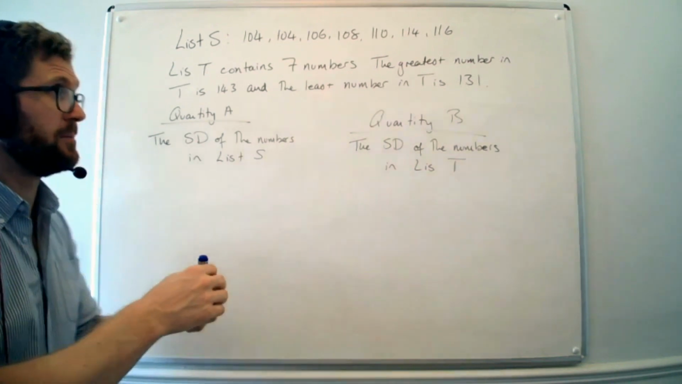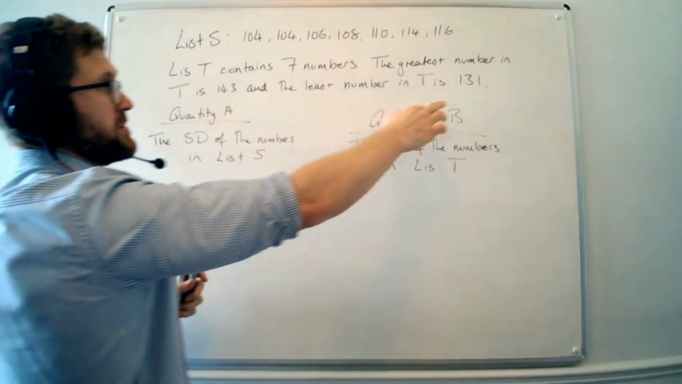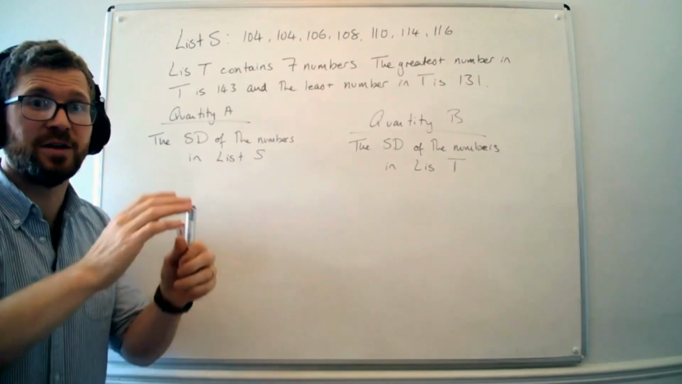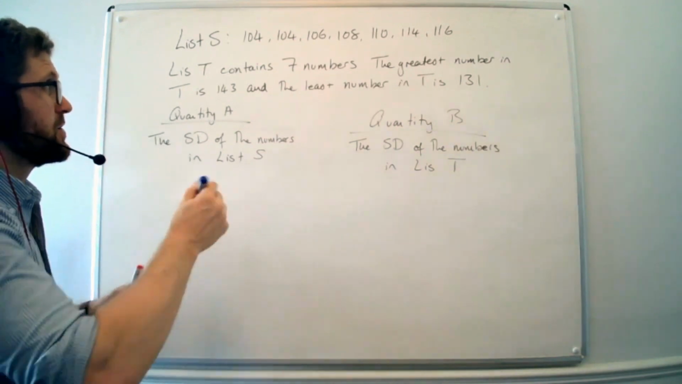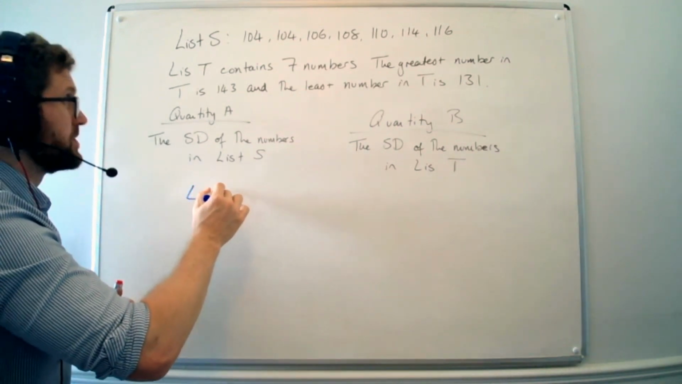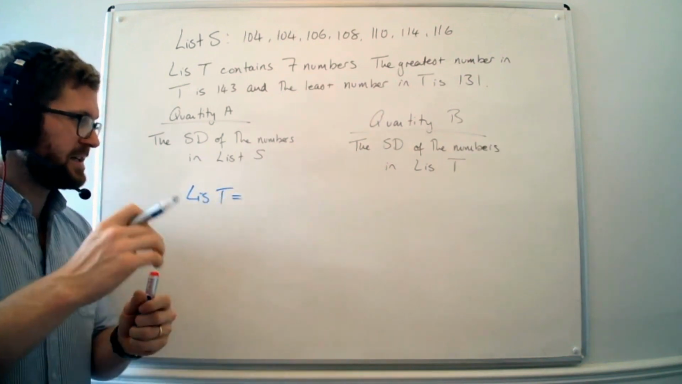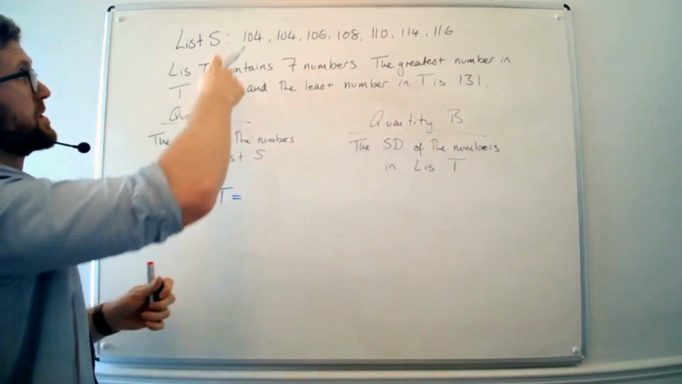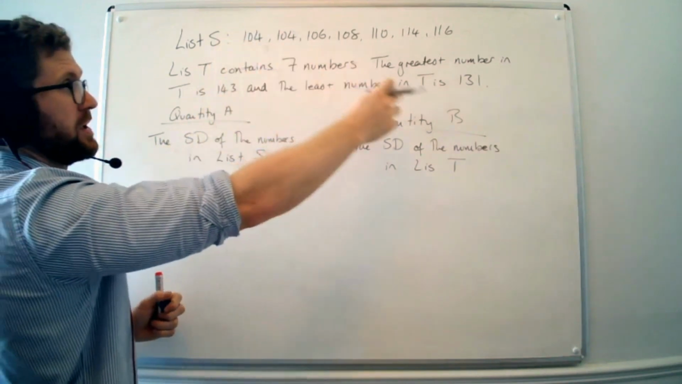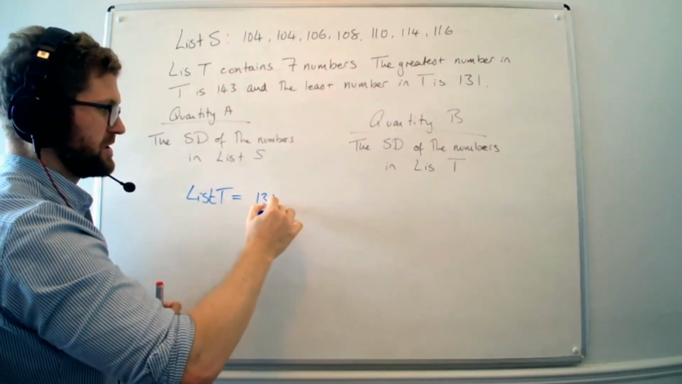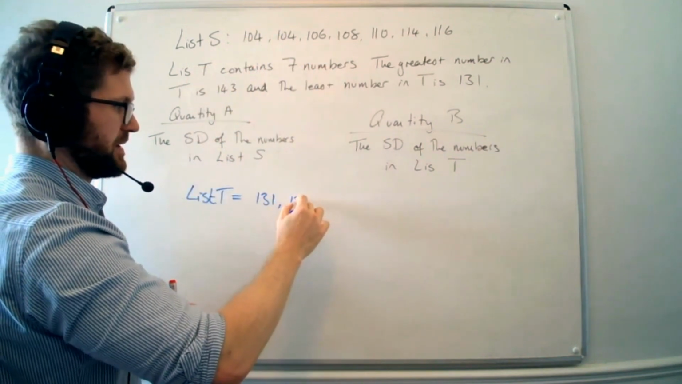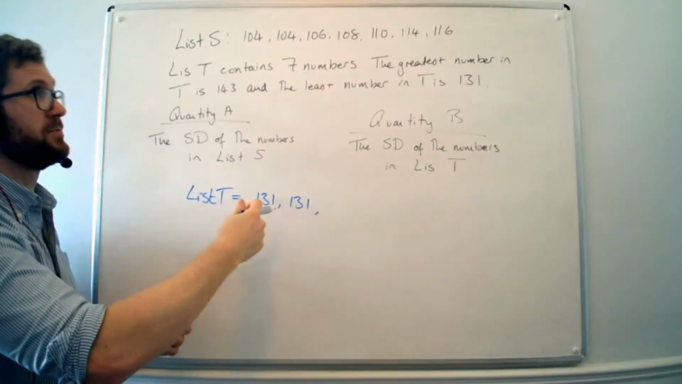So the first one: the difference between 131 and 143 is 12. The range of list T is 12 and the range of list S is 12. So what I could do is make list T mirror list S. The smallest number in list S is 104, smallest number in list T is 131. Then the next number in list S is also 104, so I'll make the next number in list T the same as the smallest one.